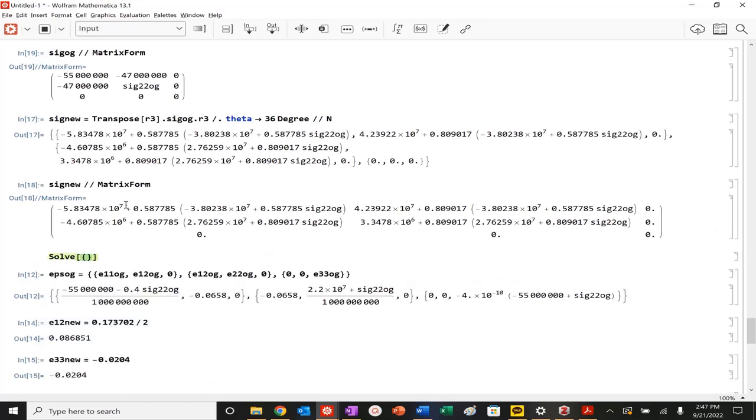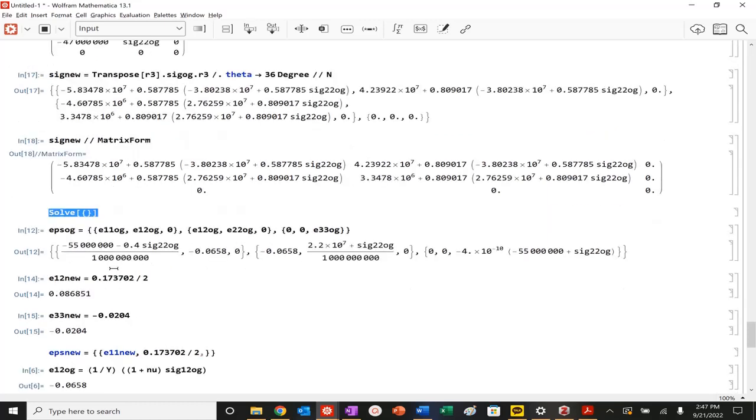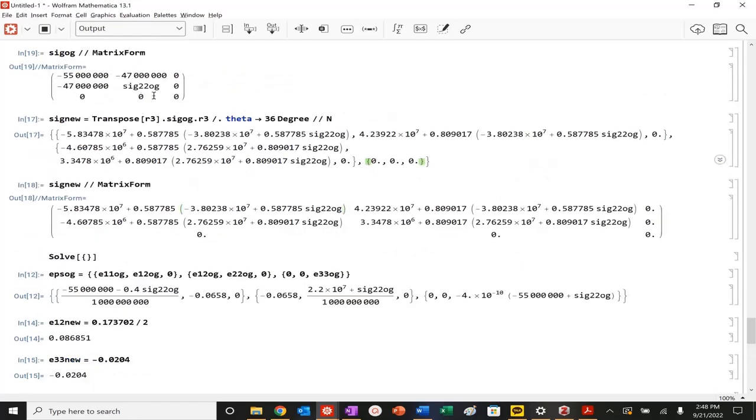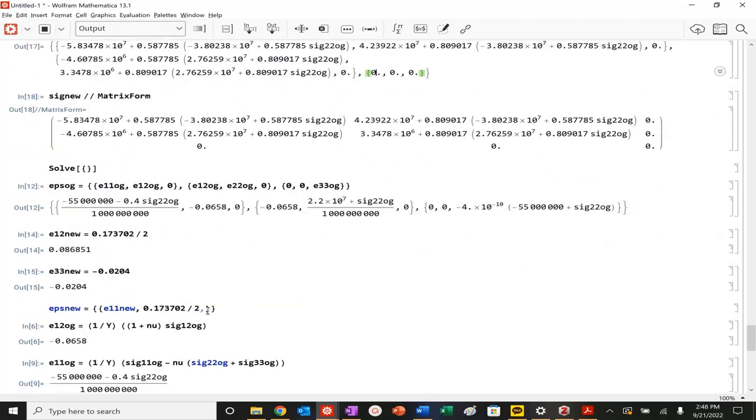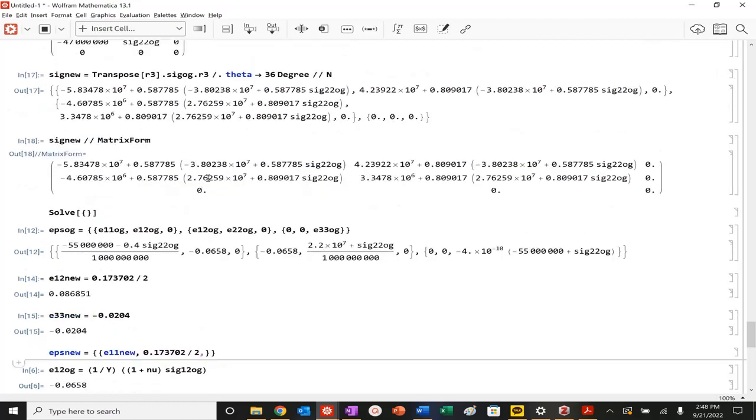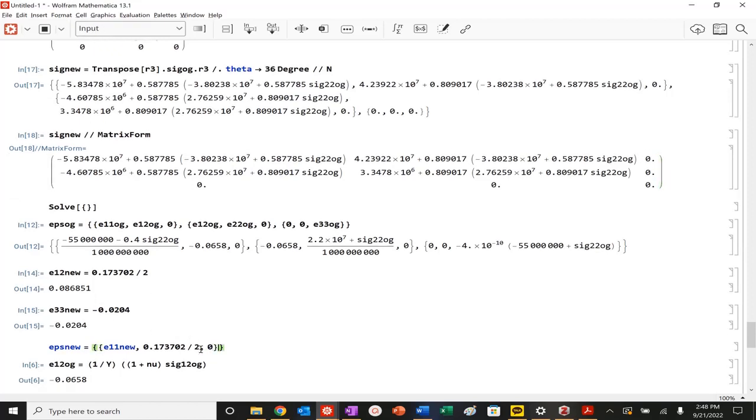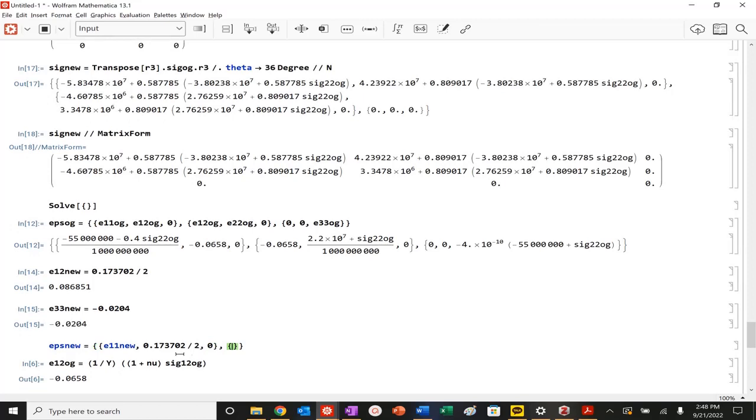Looking at this now, we have an equation here for our first stress, and we know what it was previously. So we can start to solve this problem, but we'll wait for just a second. We can start to define that. You see sig13 in the new coordinate system is 0, therefore we know this must be 0 as well. It's the same thing, and we can copy and paste that, E12 new.